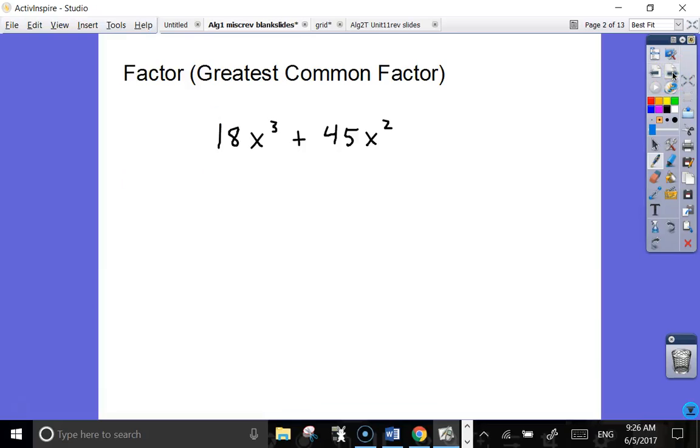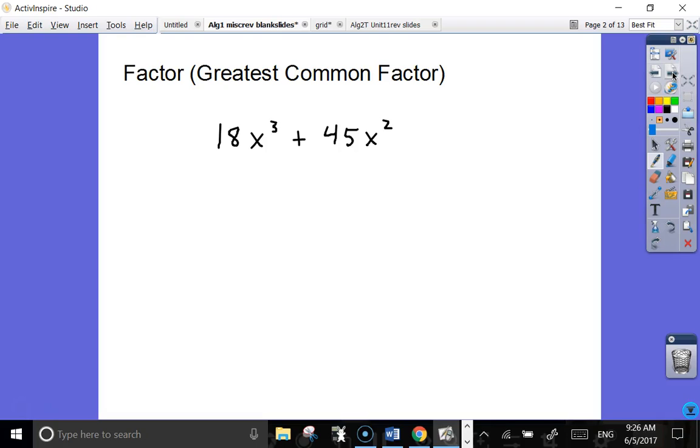Okay, done? So I'm going to go through what the test questions are going to look like, what the instructions are going to say, and what the problems are going to look like. Right? So let's start with, there's going to be a few problems which are factor, greatest common factor, right?